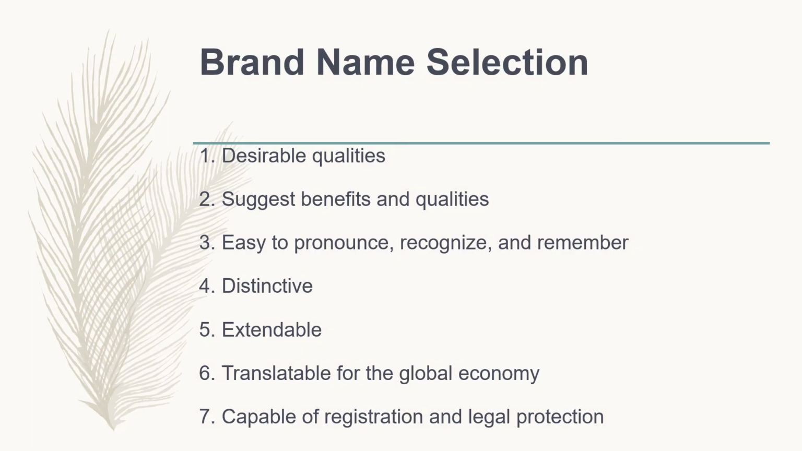Next is the brand name selection. One of the key decisions when bringing a new product to market, particularly if it is going to be under the umbrella of a new brand, is the brand name selection. The first approach is to have a brand name that is somehow reflective of a benefits or unique features of the product. Brand name selection includes the desirable qualities. Second, suggest benefits and qualities. Third, easy to pronounce and remember, distinctive, extendable, translatable for a global economy, and capable of registration and legal protection.